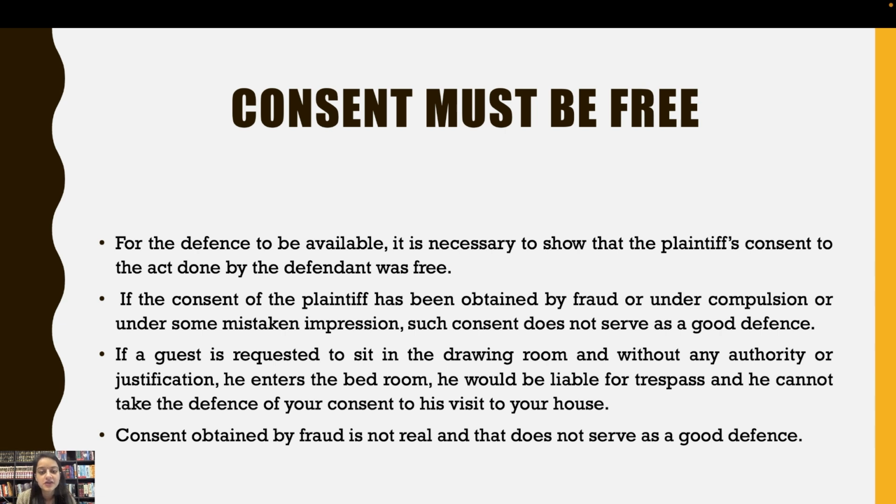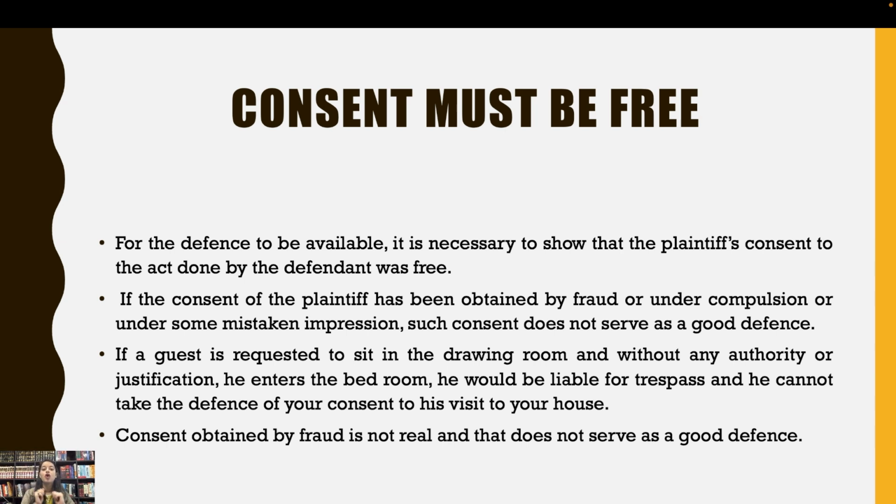Now, what is consent must be free? For the defense to be available, it is necessary to show that the plaintiff's consent to the act done by the defendant was free. You freely consented to the wrong. There was no misrepresentation, fraud or hiding of facts that was done to take your consent. If the consent of the plaintiff has been obtained by fraud or under compulsion or under mistaken impression, such consent is not a good defense.